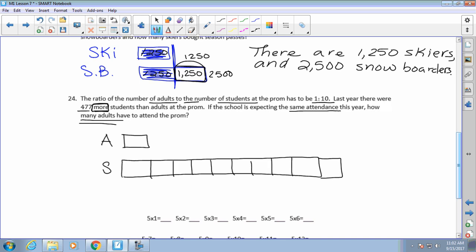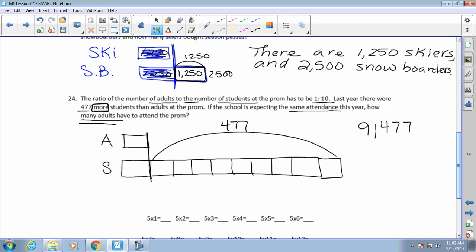And I just like to double check the boxes that I have the right amount. Good. Okay, so it says 477 more. It does not say that altogether there were 477 people. It doesn't say that there were 477 students. It says that the section that is more, so that's 9 of these units. That's where the 477 goes. So we know 477 is represented by 9 units.